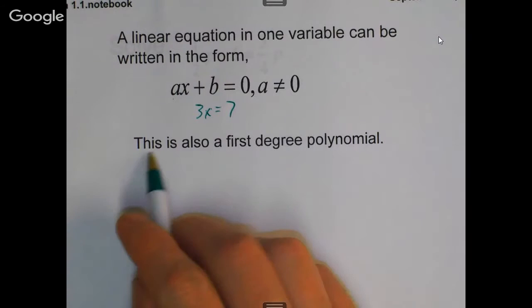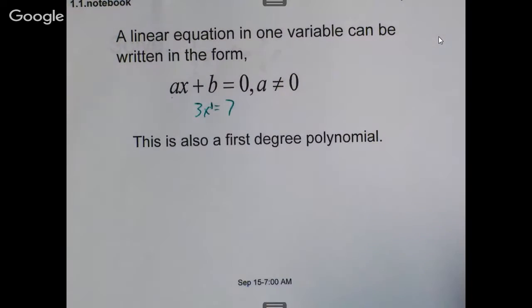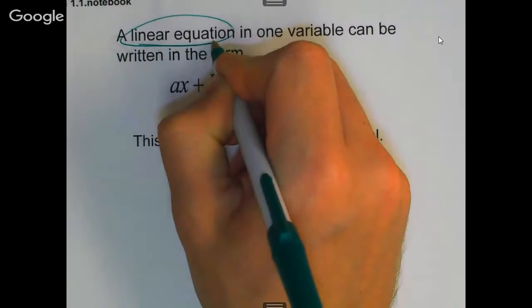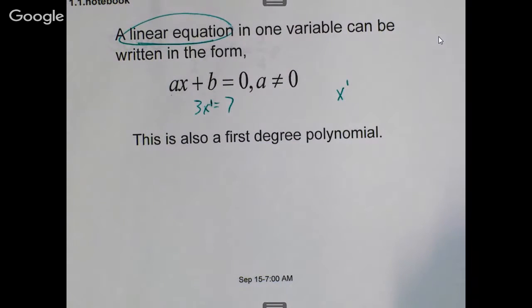This is also a first-degree polynomial because my x is to the first power. So how do I know it's a linear equation? If you only have x to the first, that's linear. If you have x to any other power, it will not be linear.